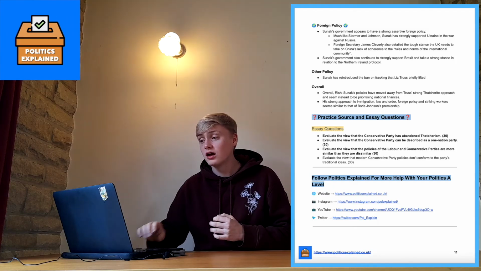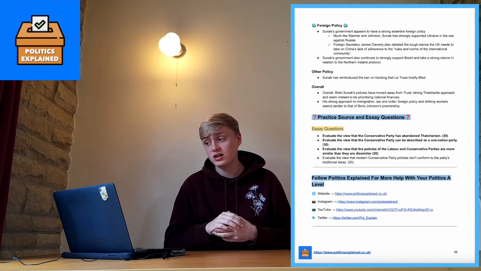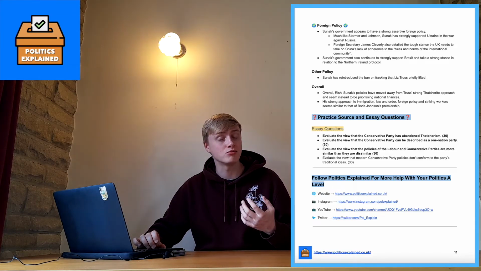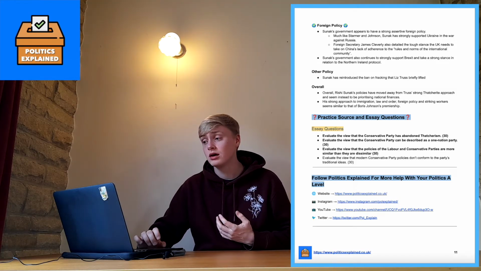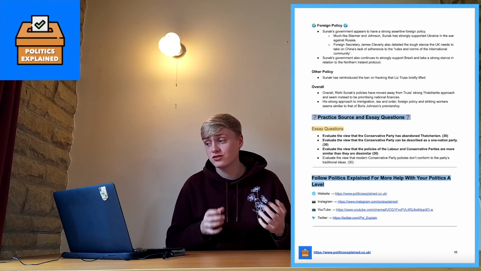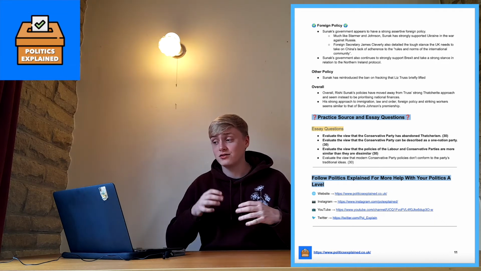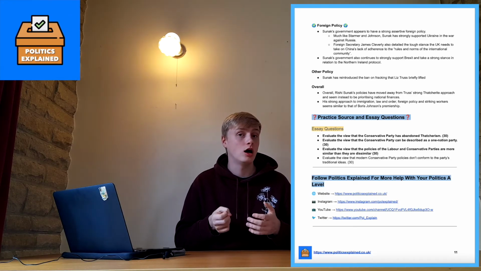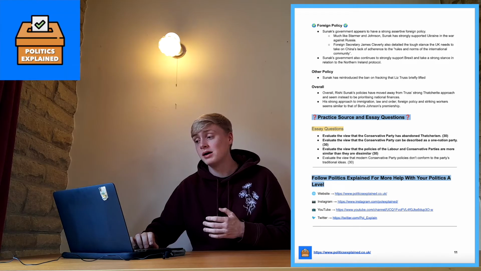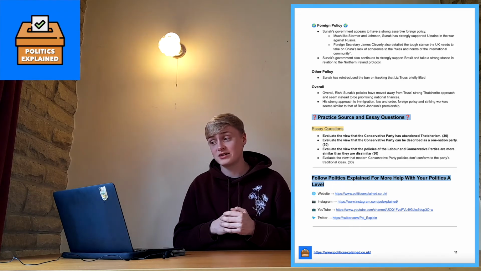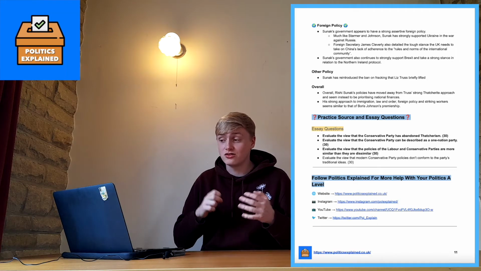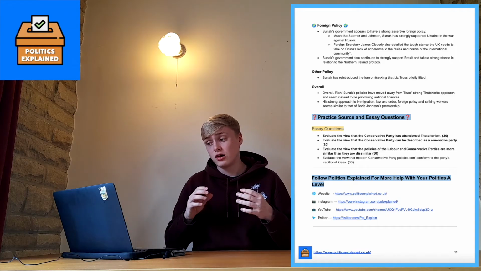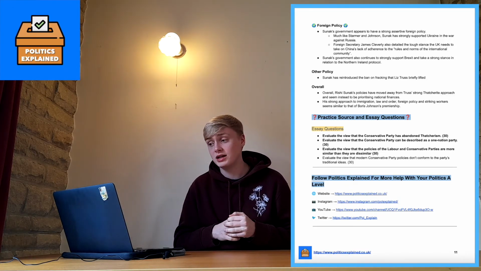In terms of foreign policy, Sunak's government appears to have a strong, assertive foreign policy. So much like Starmer and Johnson, Sunak has strongly supported Ukraine in the war against Russia and provided substantial sums of money and arms. Foreign Secretary James Cleverly has also detailed the tough stance the UK needs to take on China and its lack of adherence to the rules and norms of the international community, which can potentially be seen as similar to Thatcher's strong stance against the USSR. And Sunak's government also continues to strongly support Brexit and take a strong stance in relation to the Northern Ireland Protocol. In terms of other policy, there are others, but Sunak has reintroduced the ban on fracking that Liz Truss briefly lifted when in power.